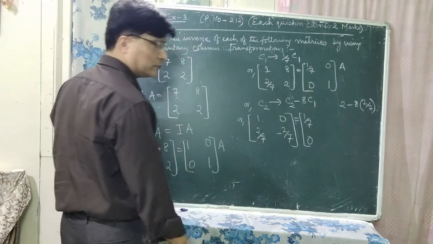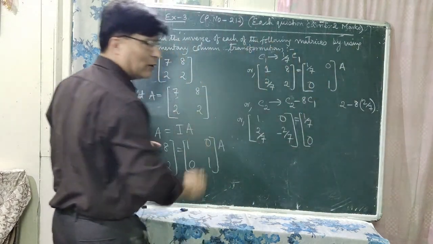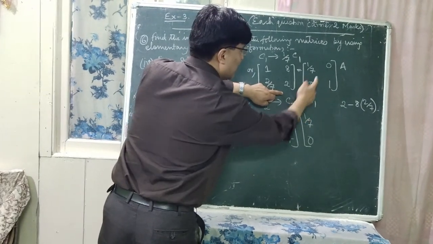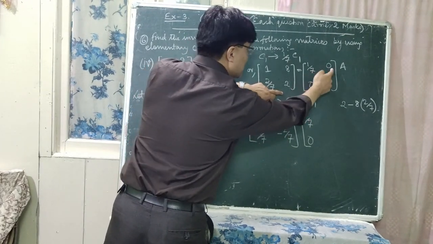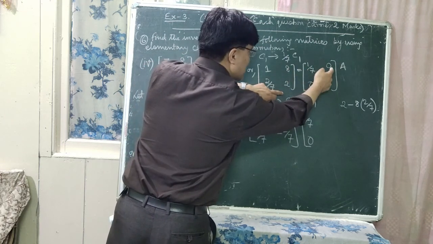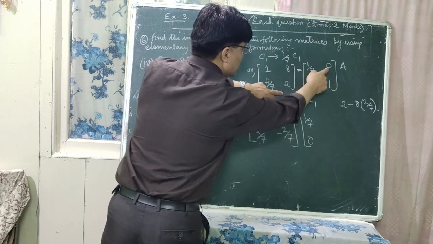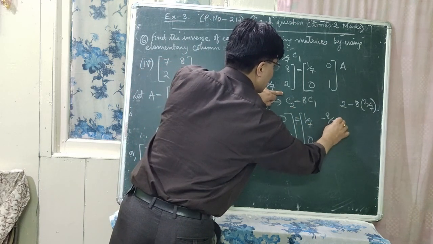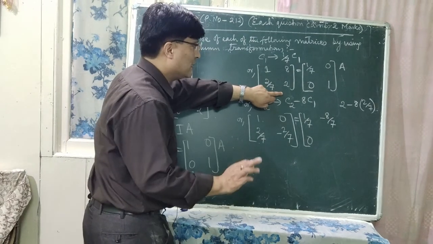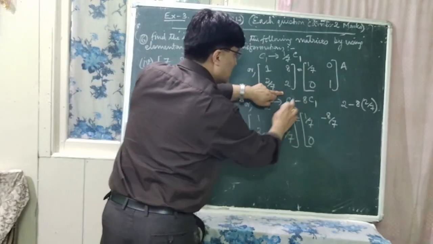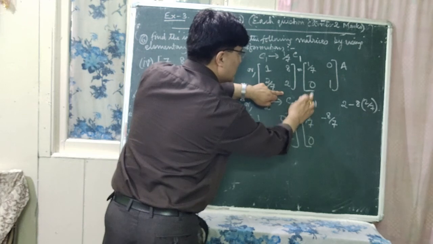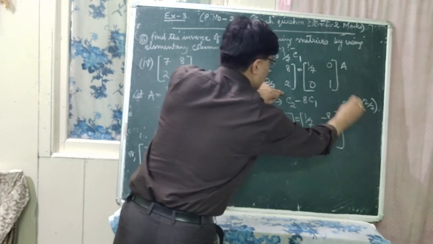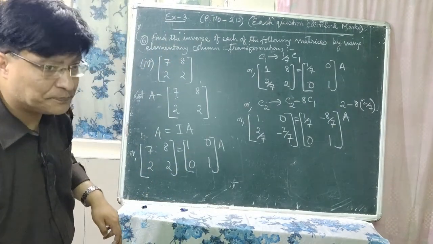Next. Now here also column 2 is changing. How does it change? 0 minus 8. This is C2, this is C1, right? C2 means 0 minus 8 by 7. That is, it will be minus 8 by 7, right? Then next is 1. C2 is 1. Minus 8 into C1 is 0. That means it will be 1 only. Then you should write here A. Is that clear?